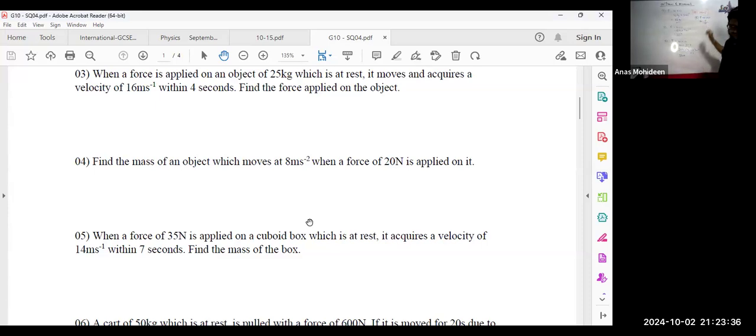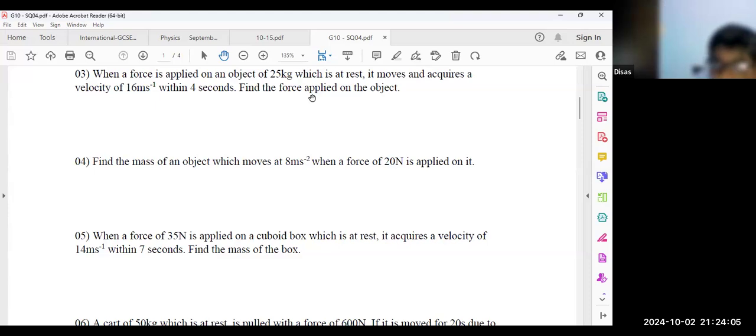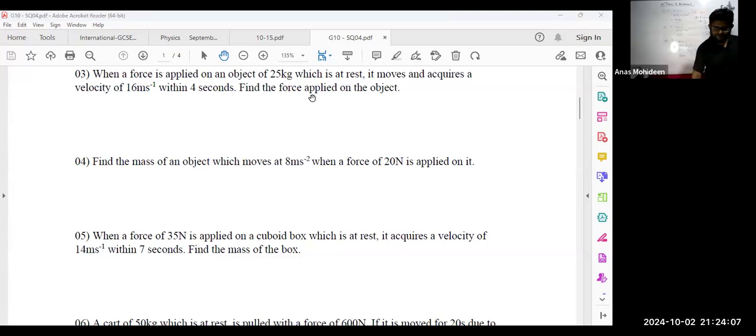So how much is F here now? F is given as 20 Newton, dividing by a, which is given as 8 meters per square second. 20 over 8, how much is it? Is it 2.5? 2.5 kilograms, correct? So I got 2.5. Yes.